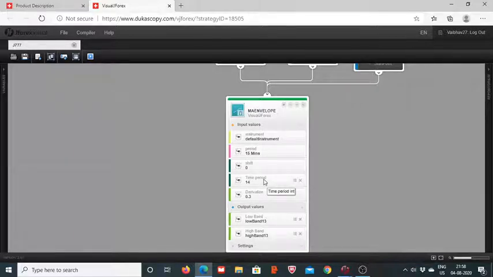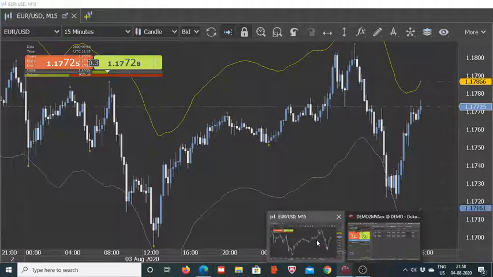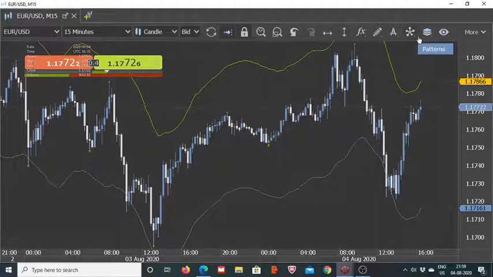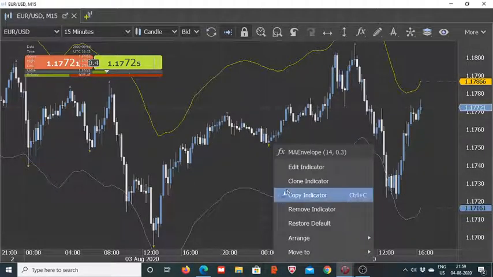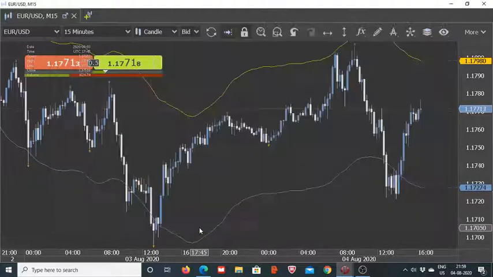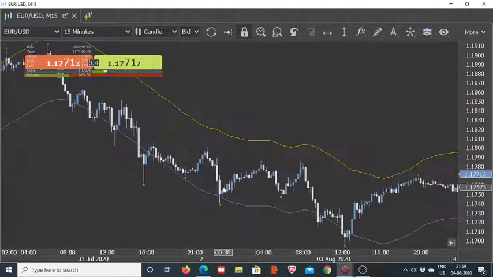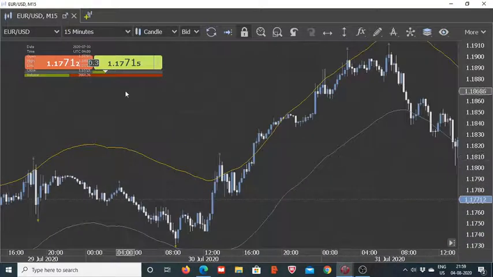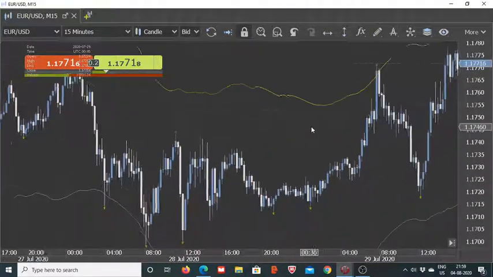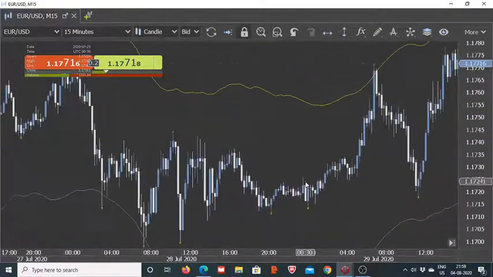Now the time period is 14. We can make changes to that as well. So suppose if you want to use a different time period for calculation of these MA envelopes, then you can do that. Let us for example change this to 30. So 30 MA envelope will look something like this. That's how this is going to look like.